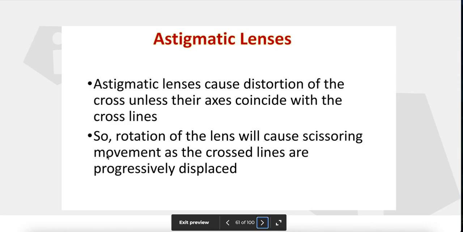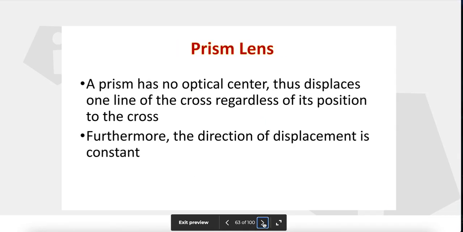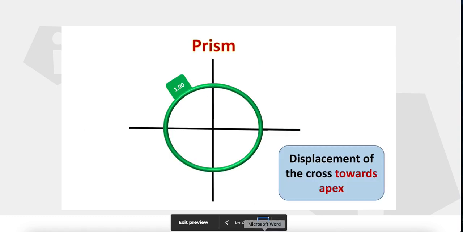With further rotation of the lens, this will cause a scissoring movement, and the cross lines are progressively displaced like this. We rotate, then the lines will be displaced. The prism lens has no optical center, so it will displace one line of the cross regardless of the position of the cross. The direction of displacement is always constant. It is toward the apex. As you can see here, once we put the prism lens, it will cause displacement toward the apex.